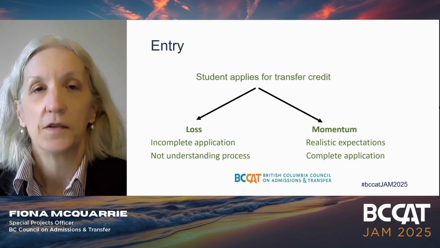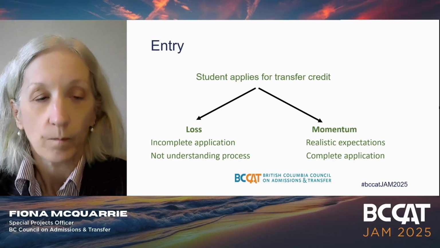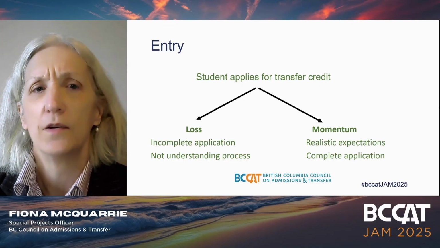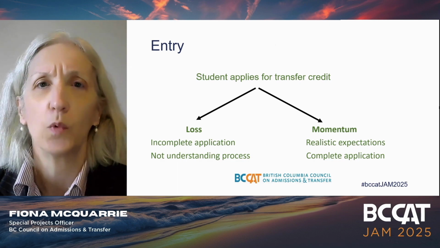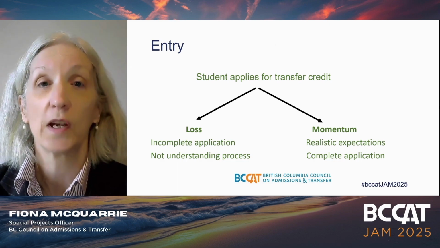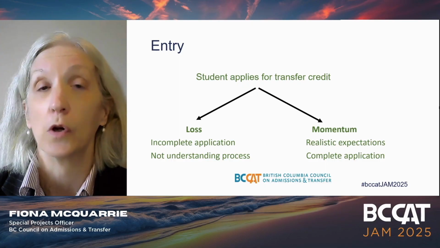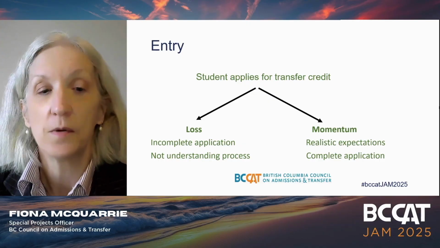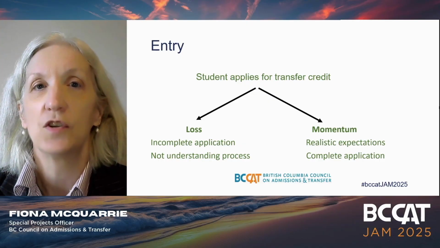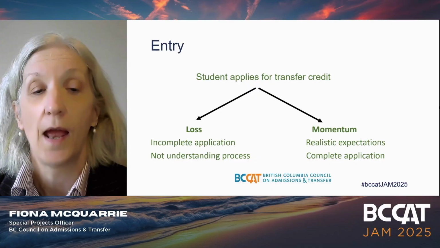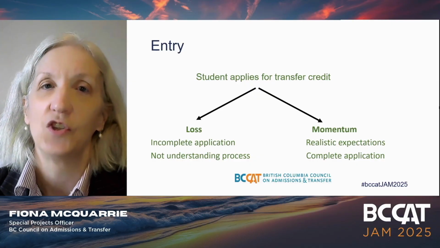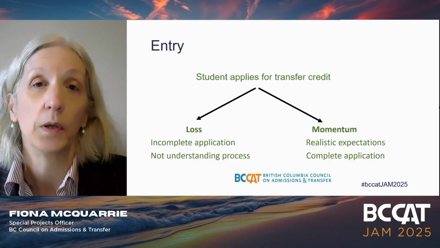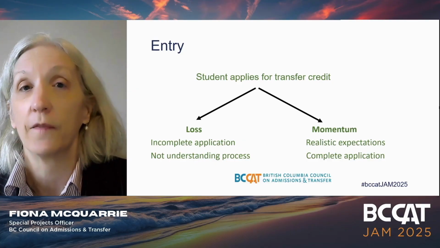In the entry phase, the student applies for transfer credit, and a loss at this phase could be from an incomplete application or from not understanding the process, particularly around unrealistic expectations as to how much transfer credit they might be eligible for or how that credit would apply to their program. Momentum, they would have realistic expectations based on accurate information, and they would know how to complete the application and how to provide the documentation that's needed. And here's where transfer capital comes into play as well, because the student would have that body of knowledge to help them move forward.